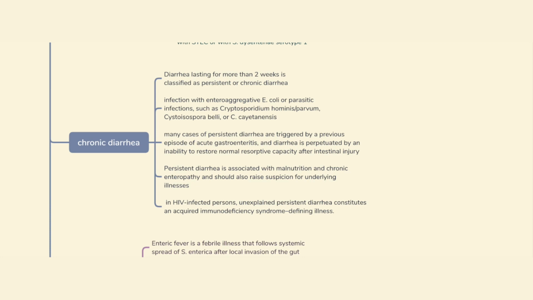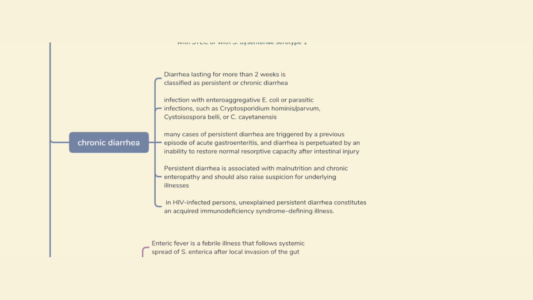Another type is parasitic infection. Any kind of parasitic infection will last longer than 2 weeks, especially if we take histoplasmosis or amoebiasis. All of them will take a long time. For example, we can have cryptosporidium or cystospora. These types of parasitic infections are usually specific for HIV infected patients or immunocompromised patients.